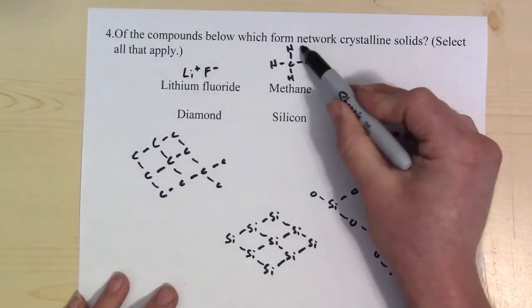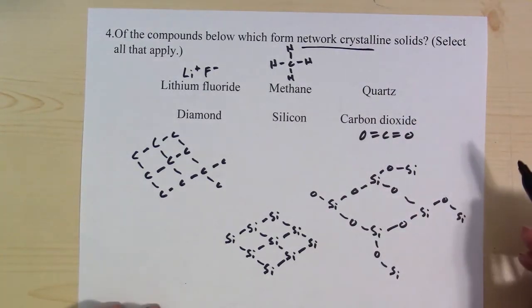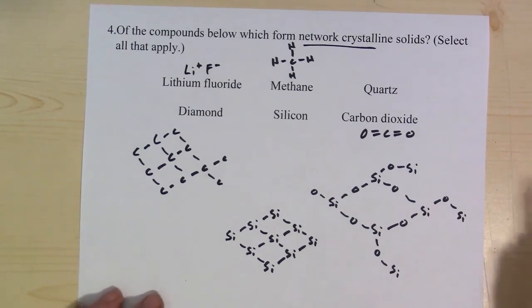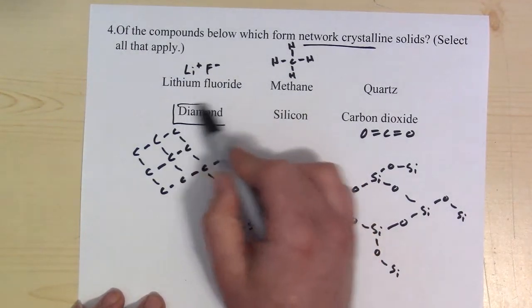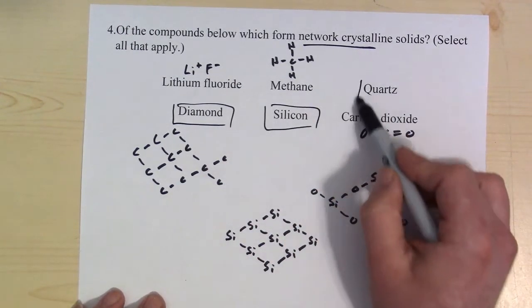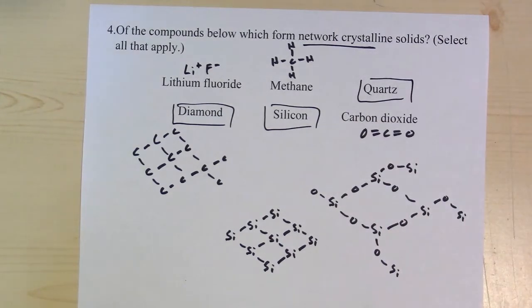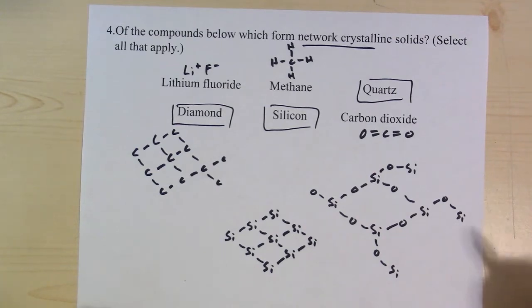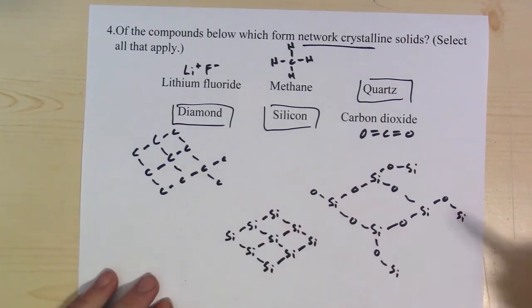So we're looking for network crystalline solids, and that's going to be anything where there's a repeating pattern for most of the solid. So things like diamond, silicon, and quartz all fall into the network crystalline solids because you have a network of repeating units that is all interconnected through covalent bonds, like we see here.